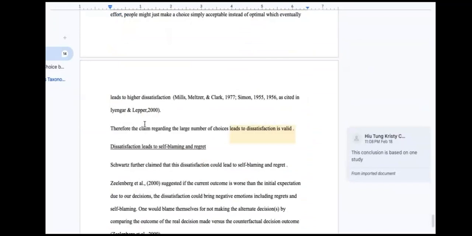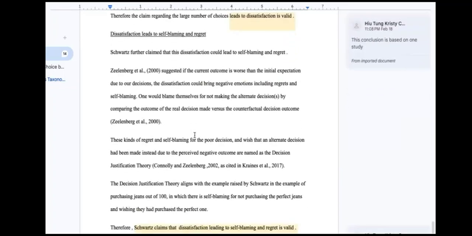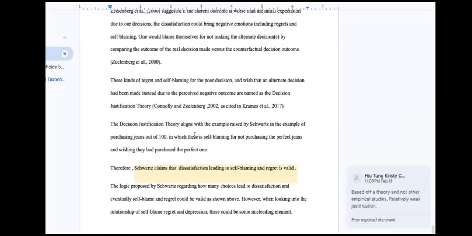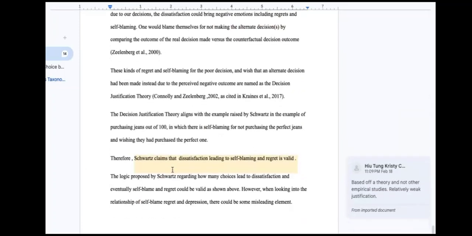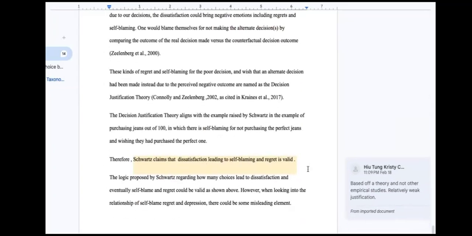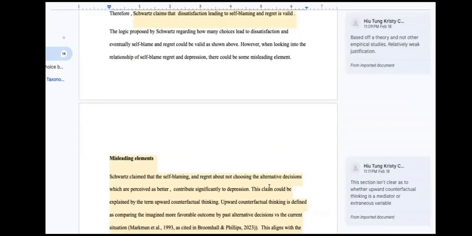Try to avoid making conclusions based on just one study. So going back to the previous example, we saw that the team was able to integrate evidence from multiple studies to make their conclusion. But here, it was really just one study. So you want to be cautious of that. And for any kind of broad claims that you make, again, you want to make sure that it's based on empirical studies and not just theory.